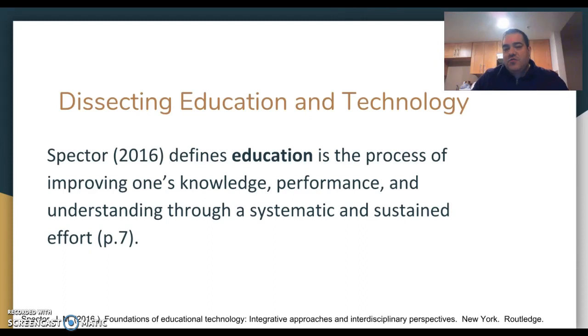For our purposes, I'm going to talk a little bit about the definition provided to us by J. Michael Spector, who was a former president of the Association of Educational Communications and Technology. And Spector defines education as the process of improving one's knowledge, performance, and overall understanding through a systematic and sustained effort. Now, when you think about education, what is the promise of education? That we will improve ourselves, we will grow, we will be able to, in the future, amass the knowledge of skills needed so that we can get better jobs, improve our livelihood, and so forth.